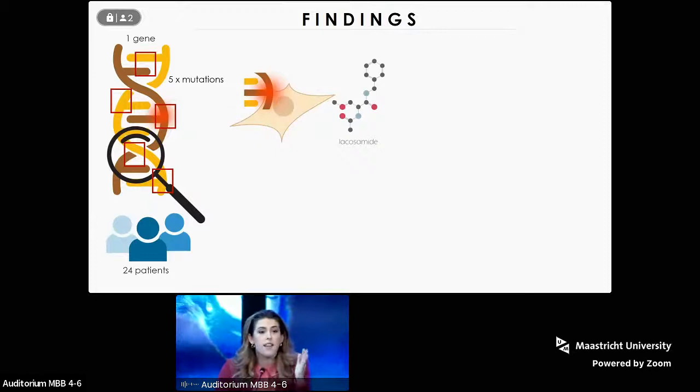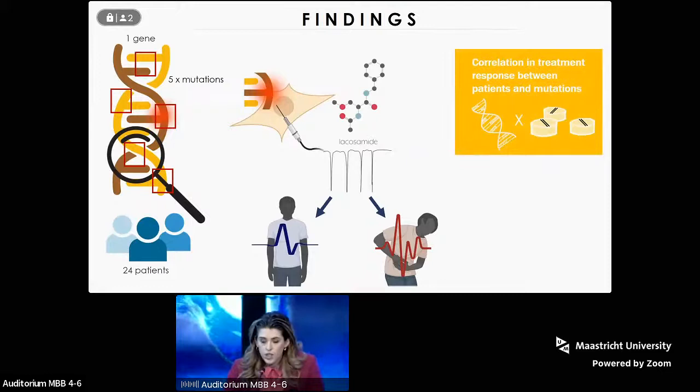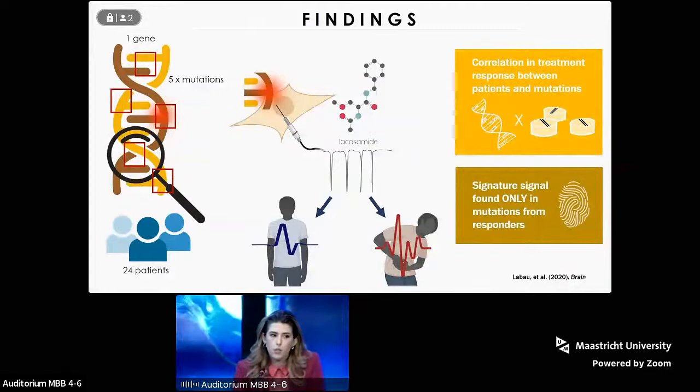As mentioned, it worked, the pain signal functioned like electricity. And we actually found a match between the mutations carried by people who were responsive versus not responsive. And additionally, we were even able to find a signature signal only in patients that responded positively to the drug. So showing that maybe the mutation confers an additional aspect to the person, making them responsive to the treatment.